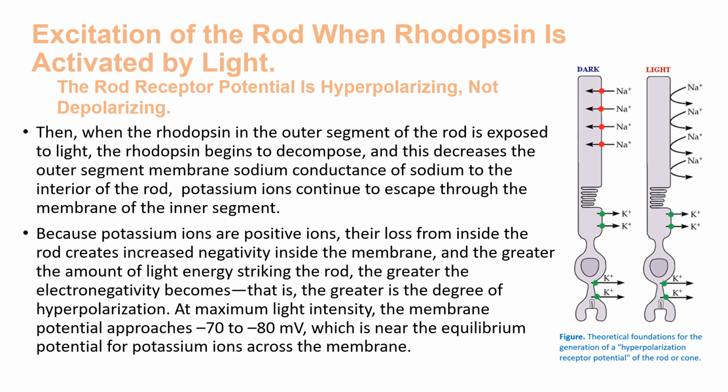Then, when the rhodopsin in the outer segment of the rod is exposed to light, the rhodopsin begins to decompose, and this decreases the outer segment membrane conductance of sodium to the interior of the rod. Potassium ions continue to escape through the membrane of the inner segment. Because potassium ions are positive ions, their loss from inside the rod creates increased negativity inside the membrane, and the greater the amount of light energy striking the rod, the greater the electronegativity becomes, that is, the greater is the degree of hyperpolarization. At maximum light intensity, the membrane potential approaches -70 to -80 mV, which is near the equilibrium potential for potassium ions across the membrane.